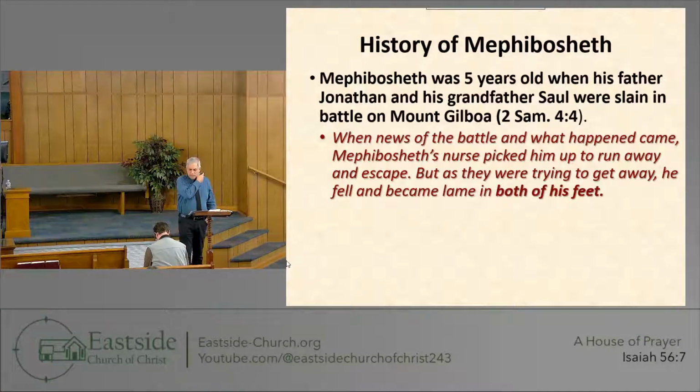Jonathan has a son, as we've already mentioned, by the name of Mephibosheth, and it's him that we're interested in, particularly in 2 Samuel chapter 9, when we get there in just a minute. Mephibosheth was 5 years old when his father Jonathan and his grandfather Saul were slain there on Mount Gilboa.